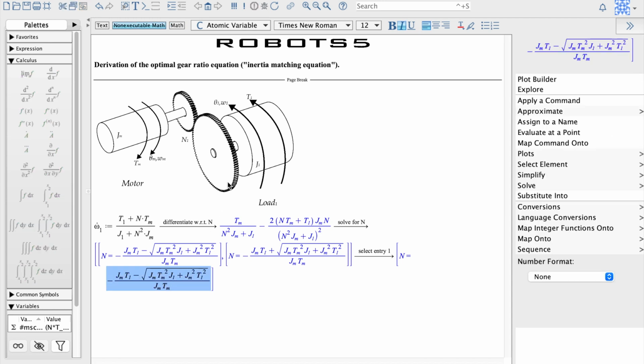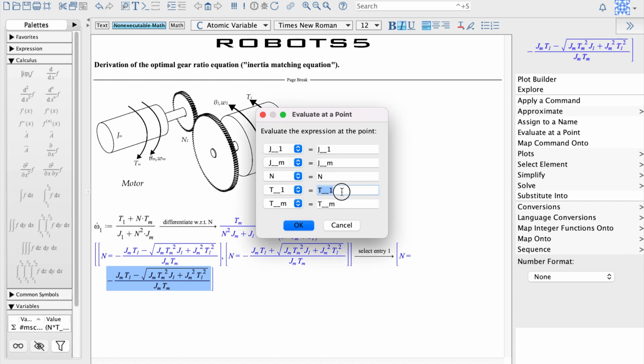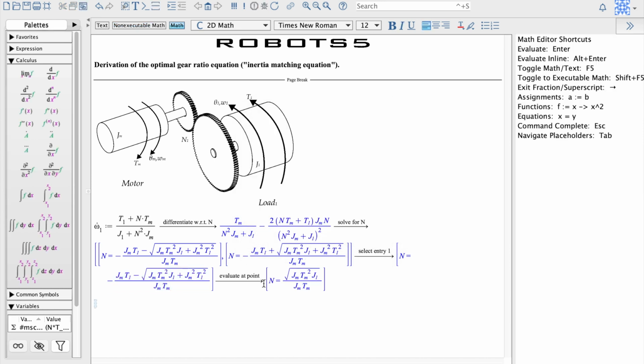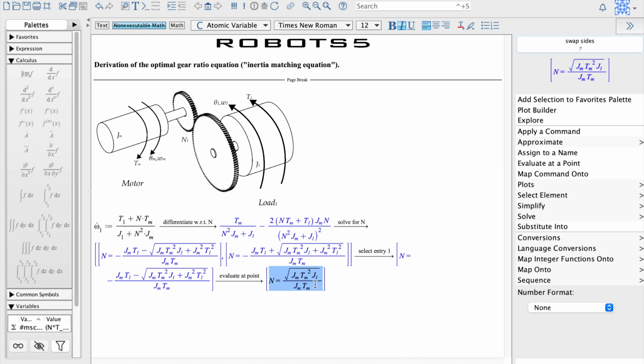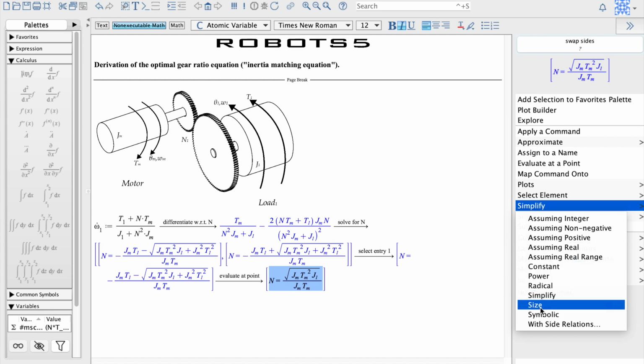Now we have an assumption where T1 is small when reflected to the motor shaft. So we'll set it equal to 0. And we get the following equation. We can do a symbolic simplification to get the familiar equation.